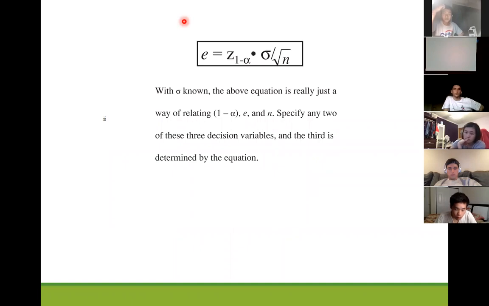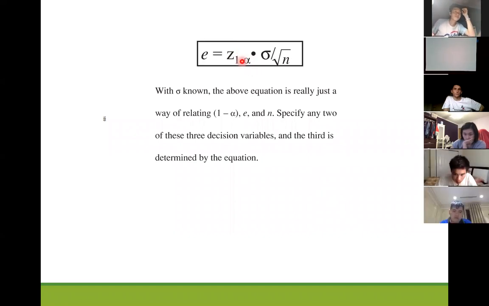So what I was just showing was Z 1 minus alpha. Z 1 minus alpha is the Z for that confidence level. That's what I mean. So 1 minus alpha is always your confidence level. So a Z for 99% would be 2.58. A Z for 95%, 1.96. Right? That's what I'm talking about.